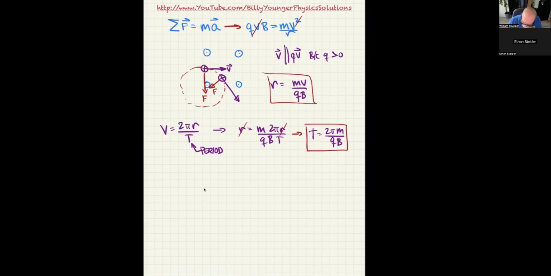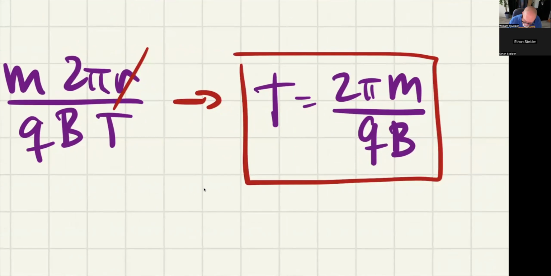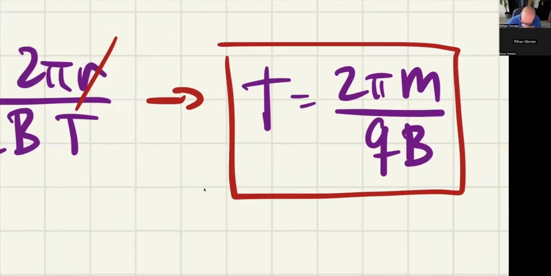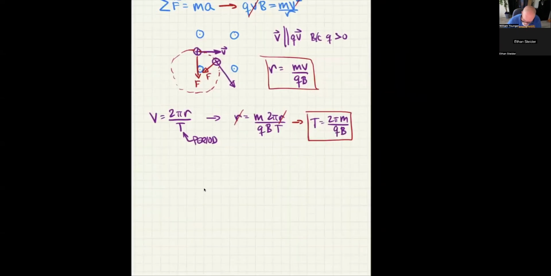Now, we also have our other rules. Remember that period is 1 over the frequency, or frequency is 1 over the period. Both of those are valuable equations that we're going to use. So now I can also say that since I know the period, f is equal to 1 over the period. So that's going to be qB over 2 pi m. So that's another equation we can use.